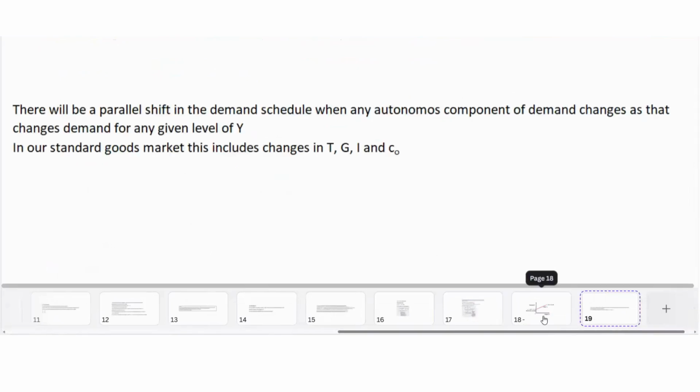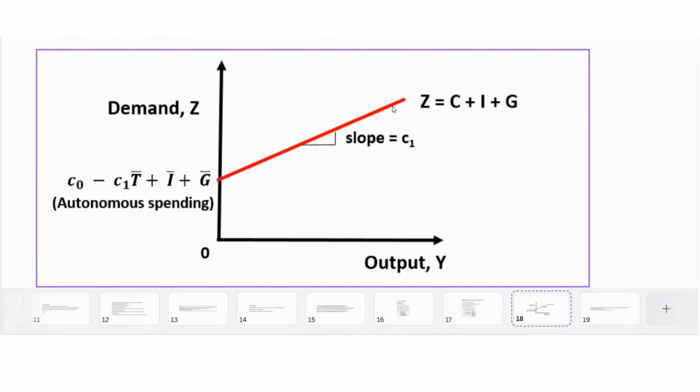Now, we'll see a parallel shift in this demand schedule if any autonomous component of demand changes. The autonomous components of demand in this model are T, G, I, and C0, as these will change demand for any given level of Y. These autonomous components could be C0, T bar, I bar, or G bar. That would cause a parallel shift in the demand schedule because demand increases for any given Y and there's no change in the slope, which is c1.